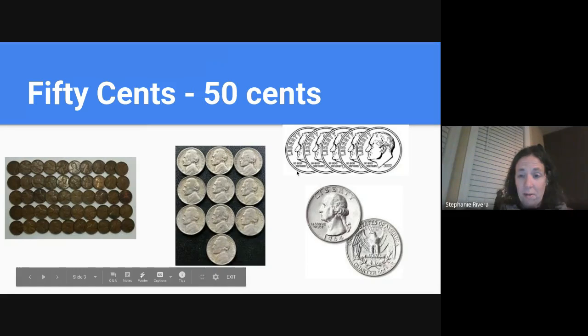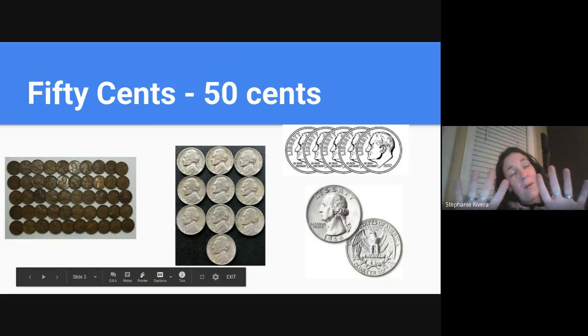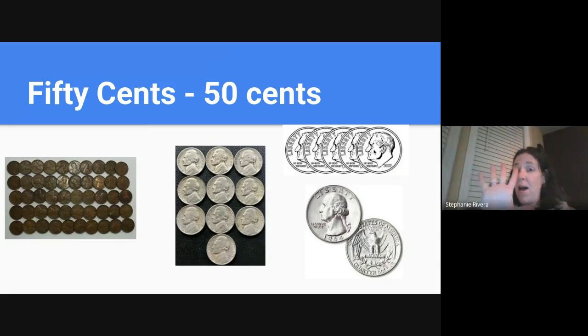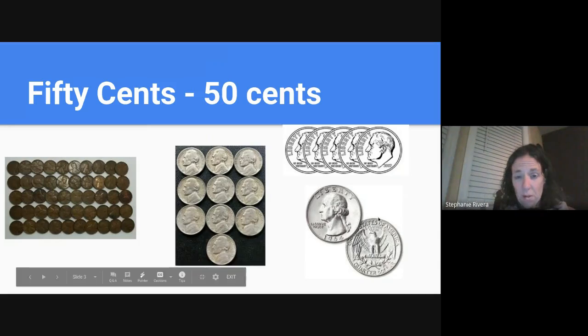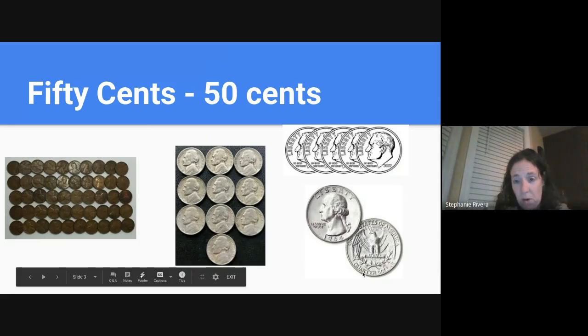Now, let's take a look. How many dimes do we need? Because a dime is worth, you're right, a dime is worth 10 cents. Let's see how many dimes. 10, 20, 30, 40, 50. 1, 2, 3, 4, 5. You're right, 5 dimes. And last, we have how many quarters here? You're right, we have 2 quarters, right? A quarter is worth 25 cents. And we know that 2 quarters makes up our 50 cents.